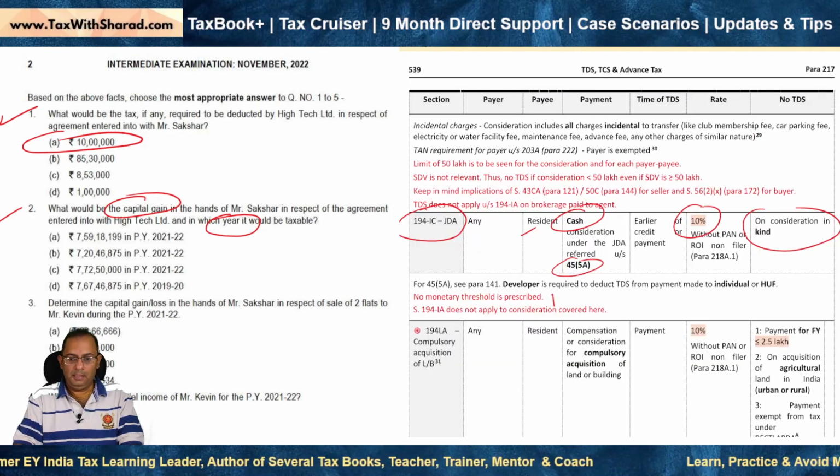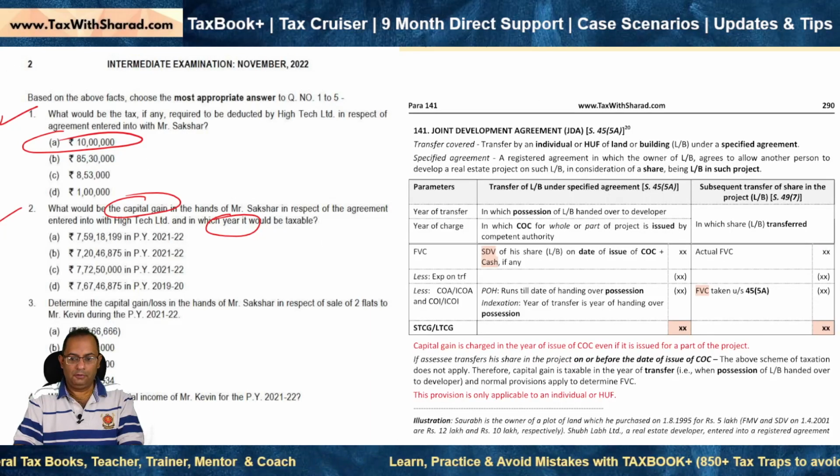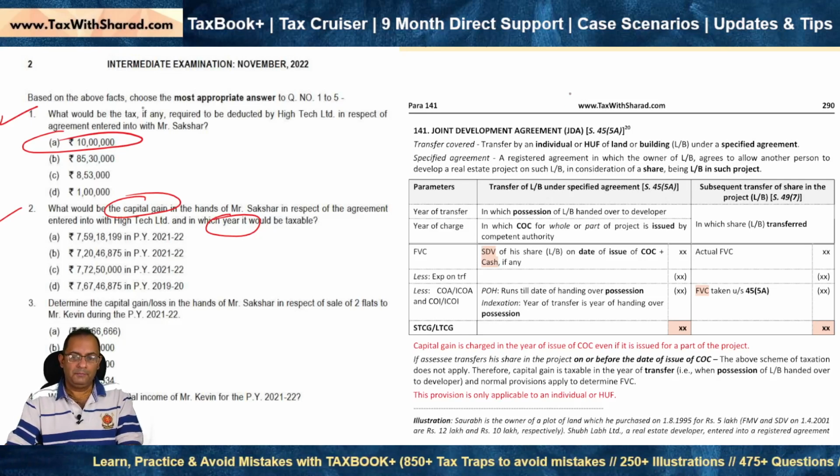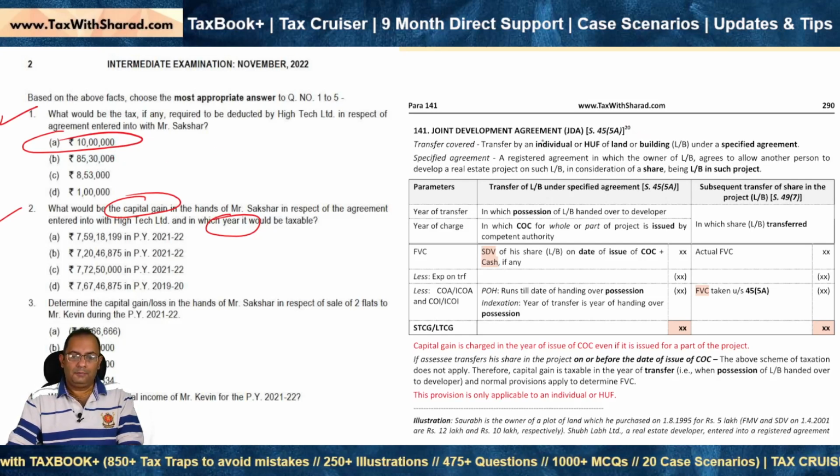At this moment, it will be useful to take a quick look at the provisions of section 45(5)(a), and I am currently referring to TaxBook Plus. This is something that you would have already studied. So transfer by an individual, and Mr. Sakshar is an individual, of land. Land is being transferred in our case under a specified agreement, and specified agreement is where the owner of land agrees to allow another person to develop a real estate project, which in our case is High Tech Limited, in consideration of a share being land and building in such project.